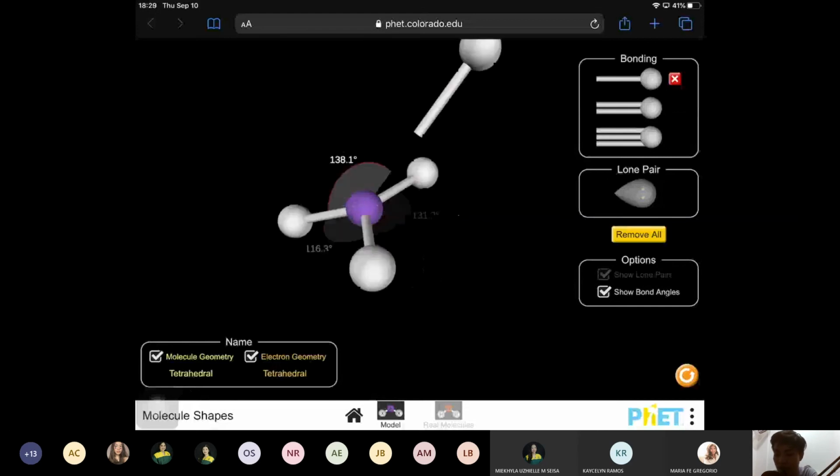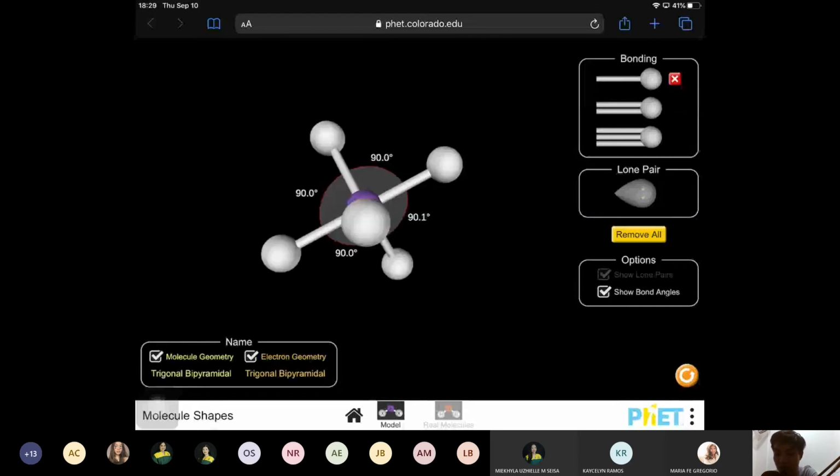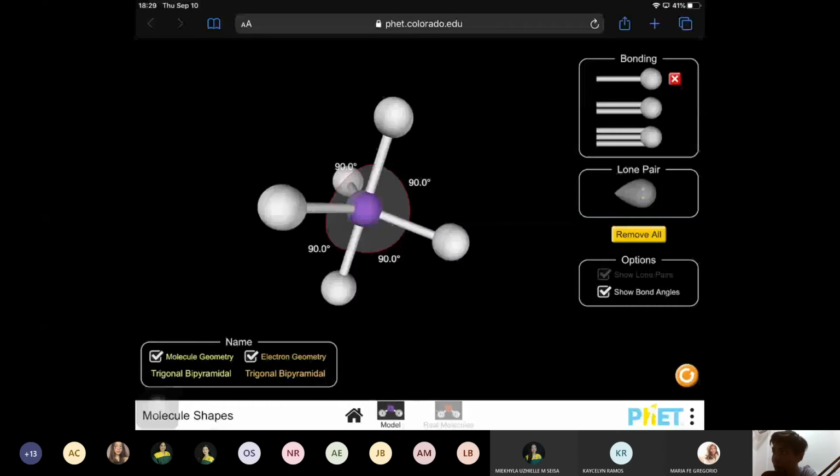Pupunta tayo kapag 5 yung nakadugtong. Pag 5 yung nakadugtong, ano yung code ko dyan? Ang code ko dyan ay AX5. A, X1, X2, X3, X4, X5. So, pag AX5, kinakabisado ko yun as trigonal bipyramidal. So, trigonal bipyramidal yung shape niyan.